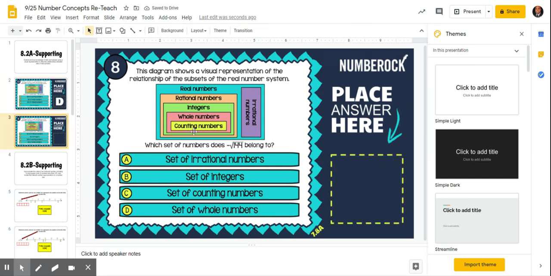You give this one a shot. Which set of numbers does negative square root of 144 belong to? Type your answer here.